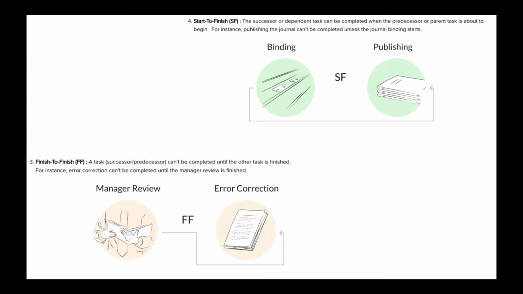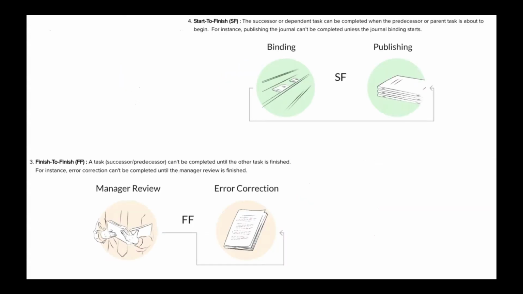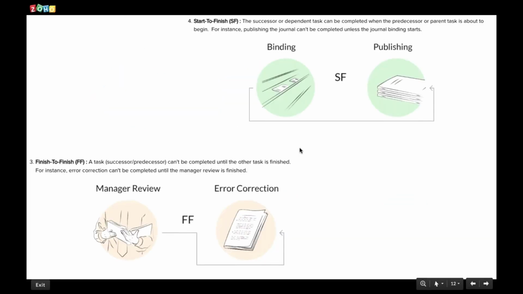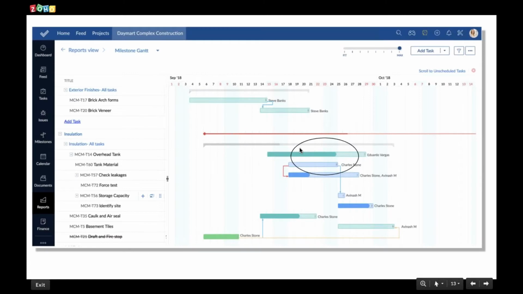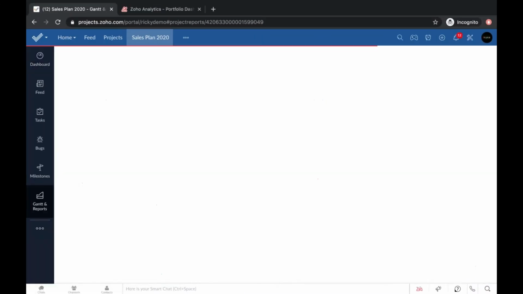So those are your 4 types. The most popular are going to be finish to start and start to start. Those are the 2 main ones we see people use, just in our experience. The system will default to FS, so make sure that you change it as you create the dependencies. So what I'm going to do here is go to the Gantt chart.